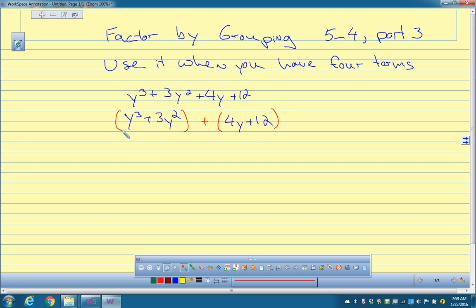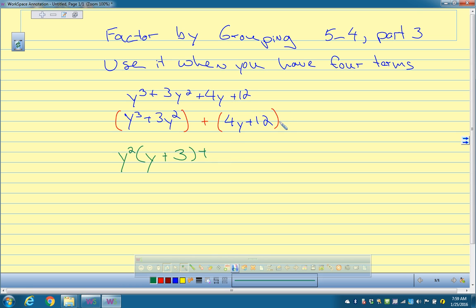What can I pull out of this? What can I pull out of y cubed plus 3y squared? What is in both of those terms? What's the highest degree term that I could pull out of both of those? Y squared. So what I'm going to do, I'm going to rewrite this as y squared times something plus something. What's that something and something? Y squared times what gives you y cubed? Y, because I said so. Y squared times what gives you 3y squared? Plus 3. Okay? Then I go to the next term.